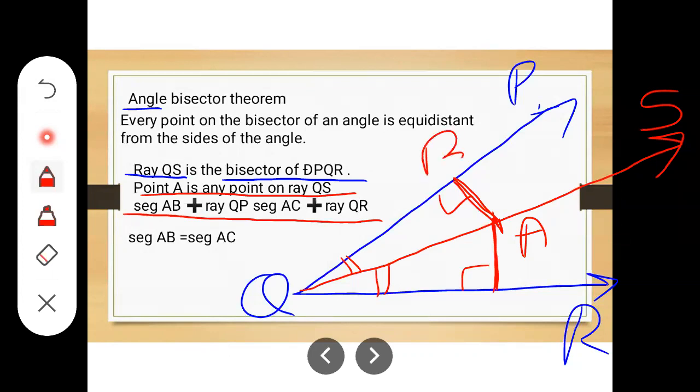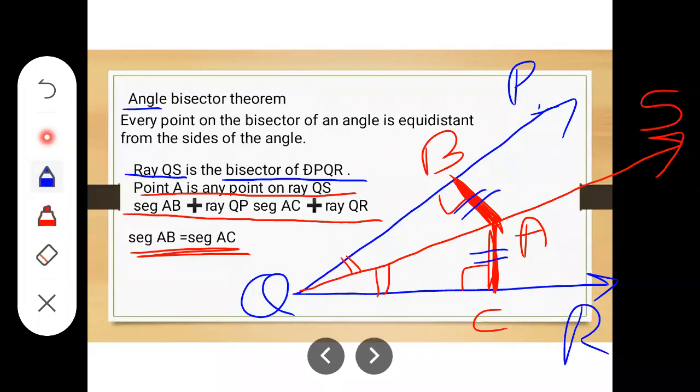So the point is B here and point is C here. That is as per the diagram. Now what happened when the diagram is like that? Segment AB is equal to segment AC. That means those are congruent segments. So the symbol here, same symbol, those are congruent segments.